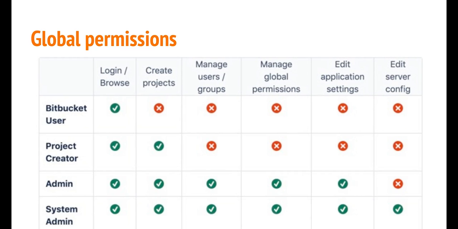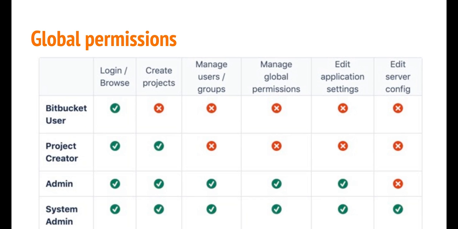Let's understand the different accesses of roles in Bitbucket. We have the following settings in Bitbucket: access of login and browse. Second, we have access of creating a project. Another is managing user groups and managing global permissions. Next, we have editing application settings and editing server settings. We have four roles in Bitbucket according to the access they have of settings.